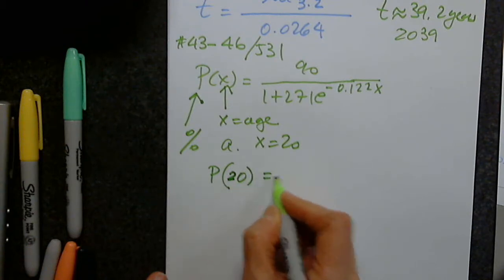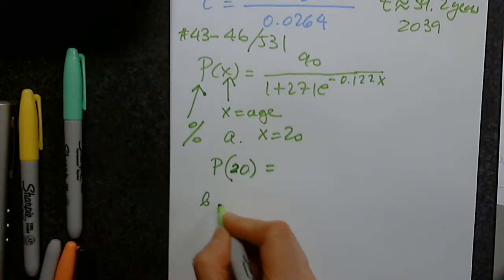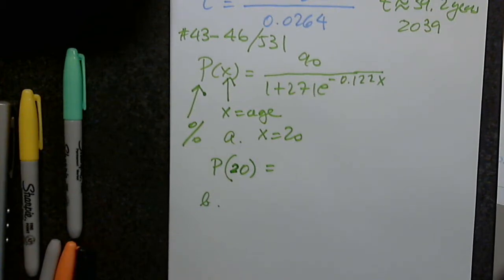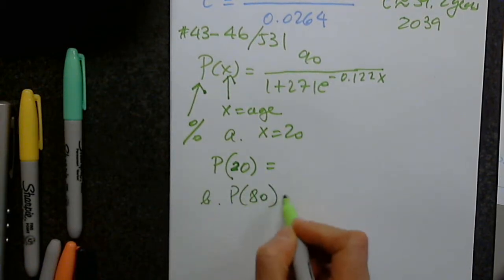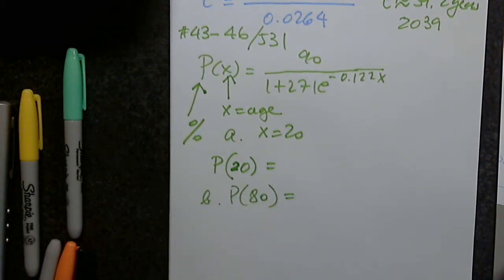Let's continue, and then we'll come back with all of them at once. What percentage of 80-year-olds have some coronary heart disease? So P of 80. At what age is the percentage of some coronary heart disease 50%? And then at what age is it 70%?